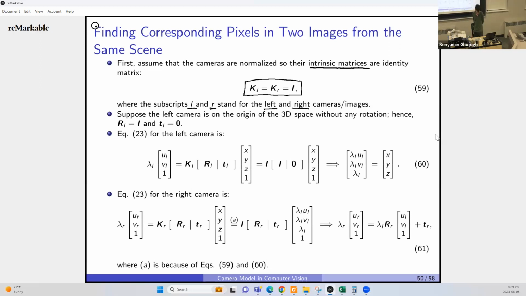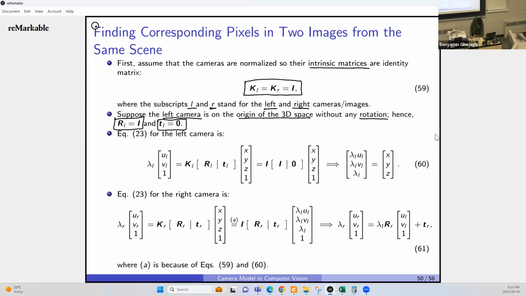Suppose the left camera is on the origin. I can decide the origin of the 3D space. Suppose the left camera is on the origin of the 3D space without any rotation. Hence, its rotation RL is I, meaning I don't have any rotation matrix, and translation is the 0 vector.